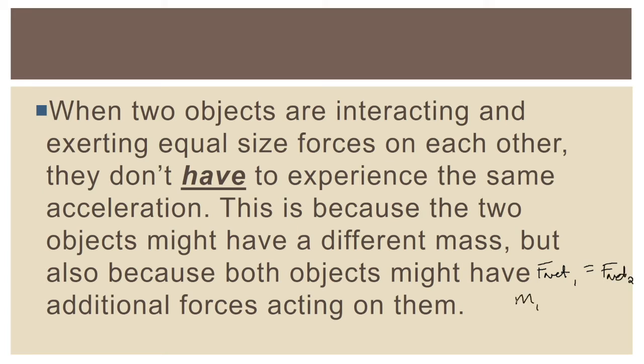And usually what people write is a bigger M with a small a, and then a small m with a big A, to get the point across here that the product of M and A needs to be the same. So if the mass is big, the acceleration will be small. And for an object with a small mass, well, then it'll have a big acceleration.